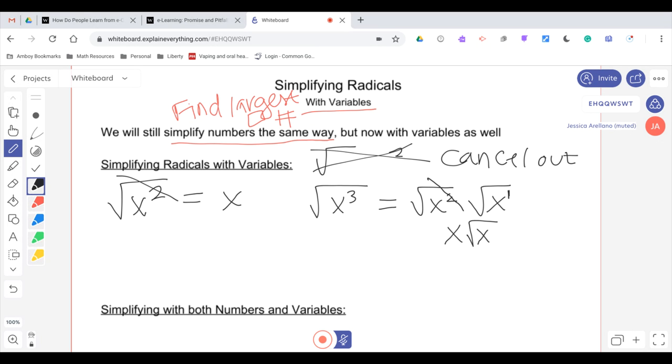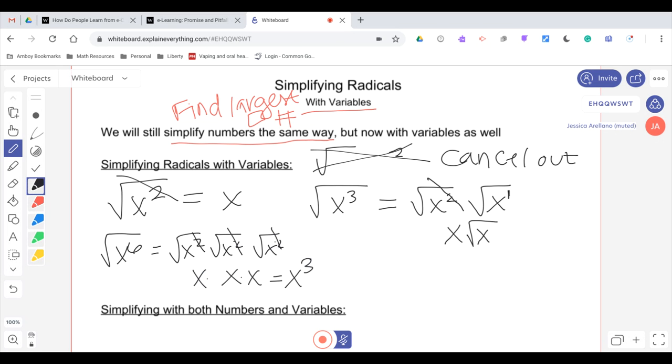If I have x to the 6th though, that's 3 pairs of x squared, all of which will cancel out, and I'll have x, x, x, which simplifies to x to the third. So what some people notice as well is that, especially with even ones, I went from an exponent of 6 to an exponent of 3. So if you have an even number, think about it, you're pairing them off and then canceling out. So you're really just cutting the exponent in half.